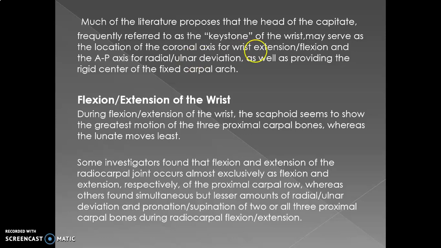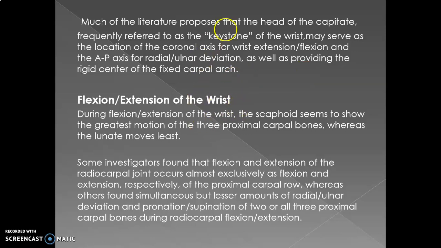As well as providing the rigid center of the fixed carpal arch. Who is the rigid center of the fixed carpal arch? The keystone. Which is that bone? The capitate, the head of the capitate. The capitate bone is part of the distal row, which has the trapezium, trapezoid, capitate, and hamate. The capitate is the third bone of the distal carpal row, which is also called the keystone.